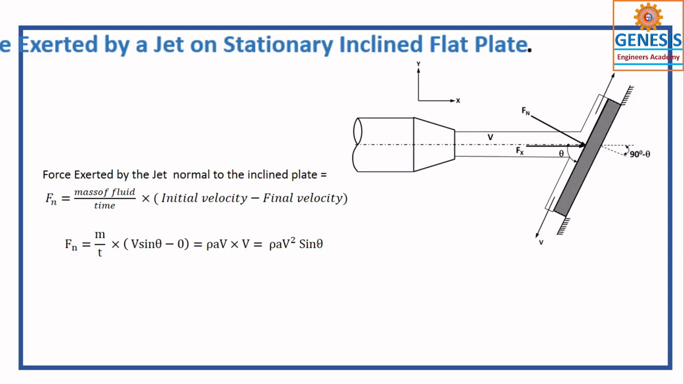Okay, now move on to, so for inclined plate Fn is this one, but though we have calculated the force exerted normal to the plate, our task is to find out the Fx. So what is Fx? So this is 90 minus theta. If you take the horizontal component of this one, what would happen? So this is Fx is equal to Fn into cos 90 minus theta. Am I right?